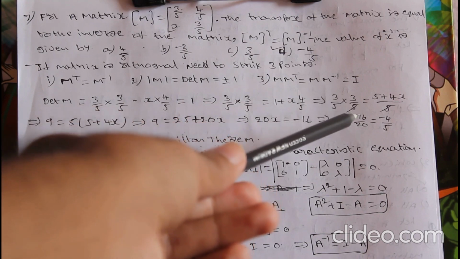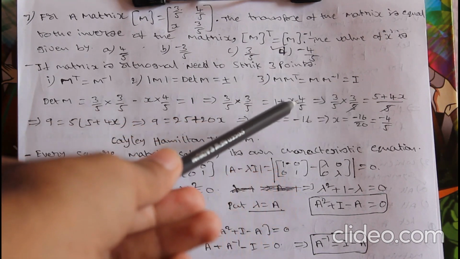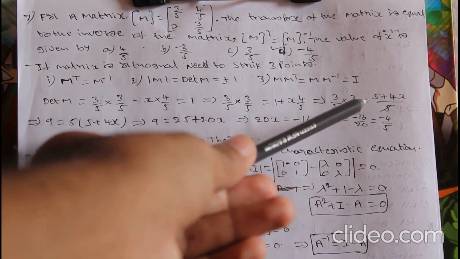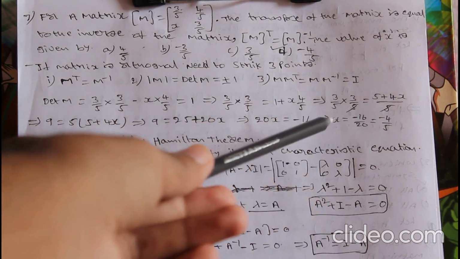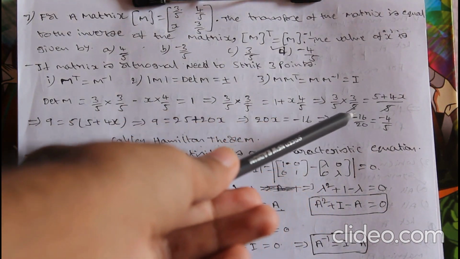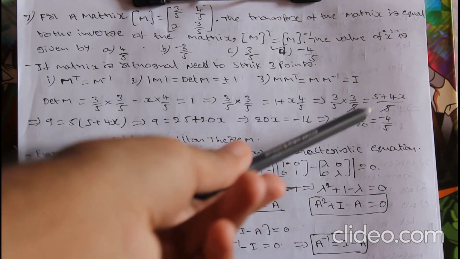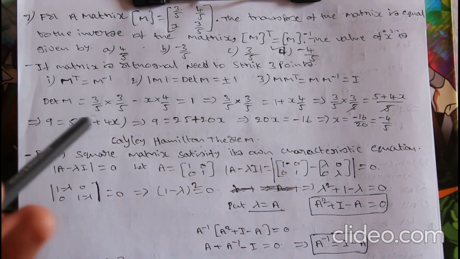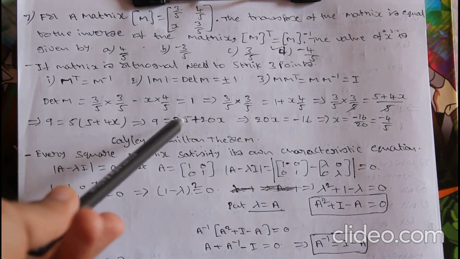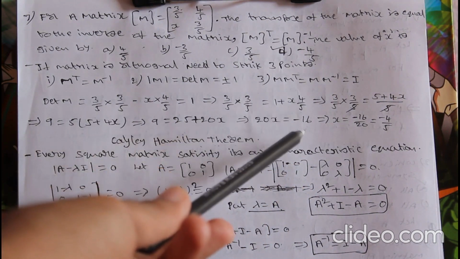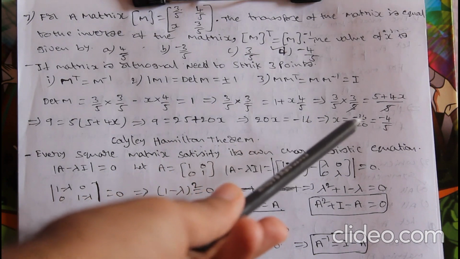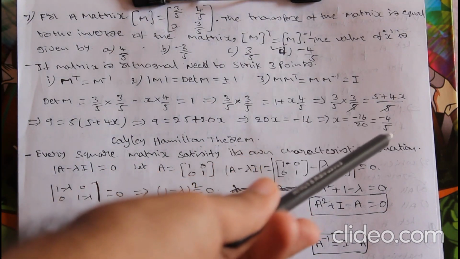So 3/5 into 3/5 is equal to (4x plus 5) divided by 5. So strike off 1/5 on both sides. So 9/5 is equal to 5 plus 4x. So 9 is equal to 5 into (5 plus 4x). So 9 is equal to 25 plus 20x. So 20x is equal to minus 16. So x is equal to minus 16 by 20, that is equal to minus 4/5.